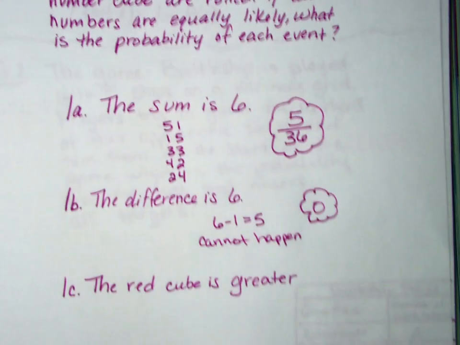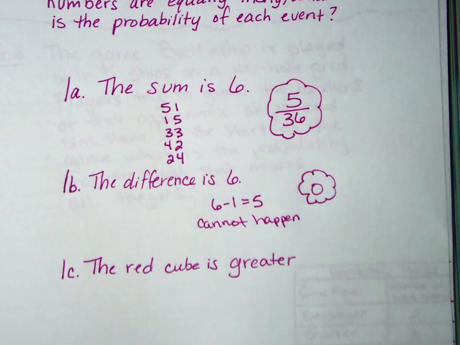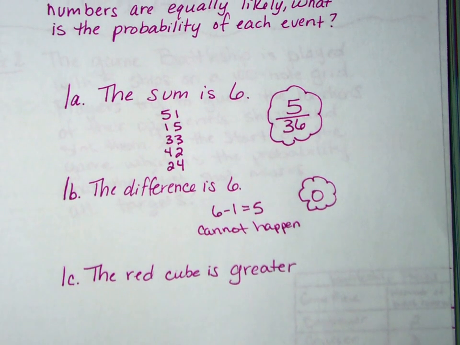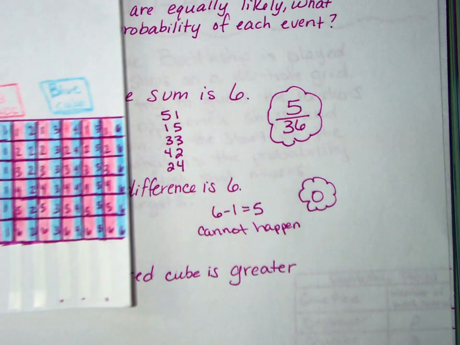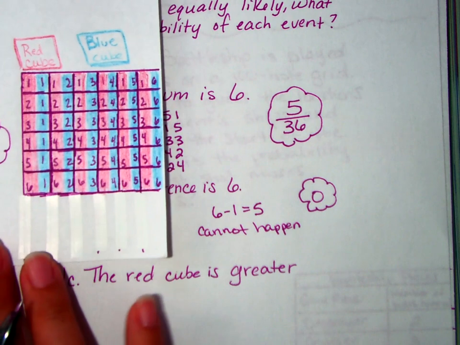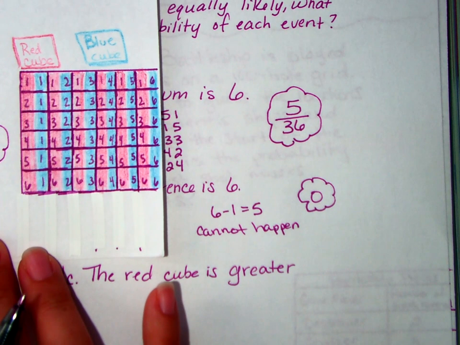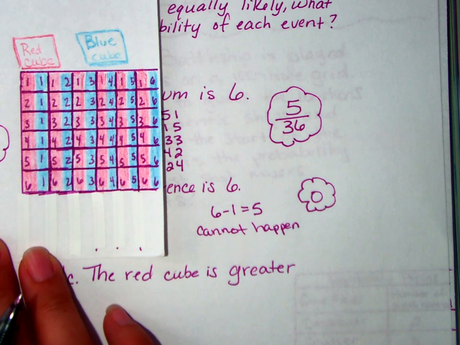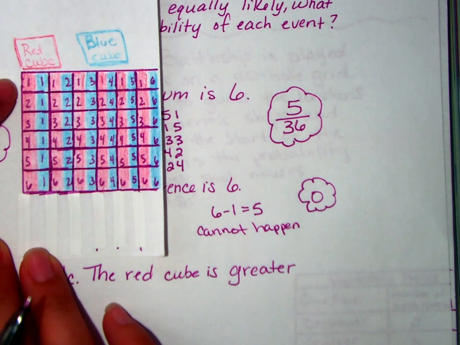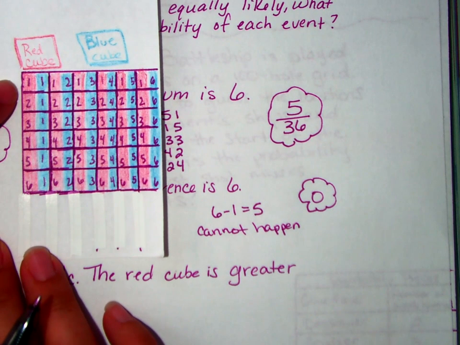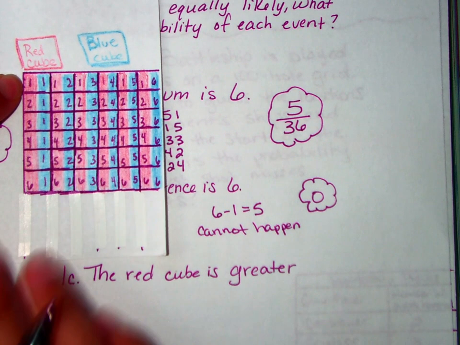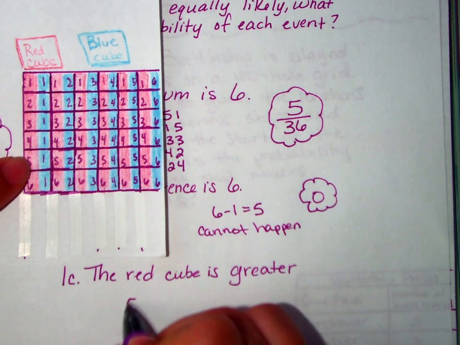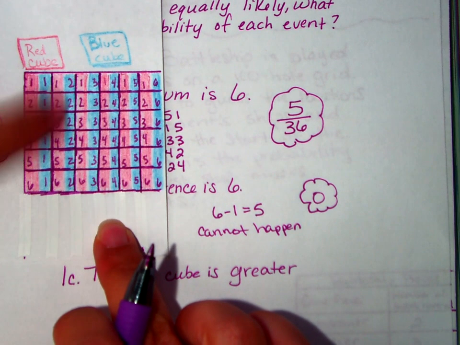All right, our next one says the red cube is greater. All right, so I think it might be easier to go back here and look at the cubes. Okay, so we are looking for any time that the red would be greater. So if I look here, okay, red is greater when blues are 1, except for 1 over 1. Okay, so that's 5 of them.